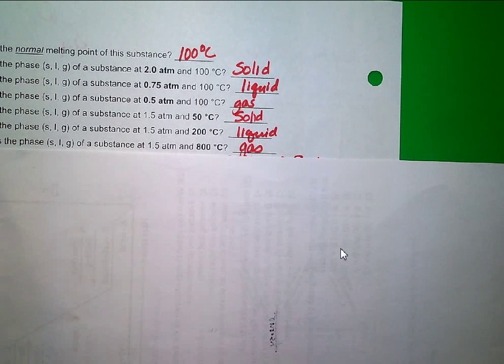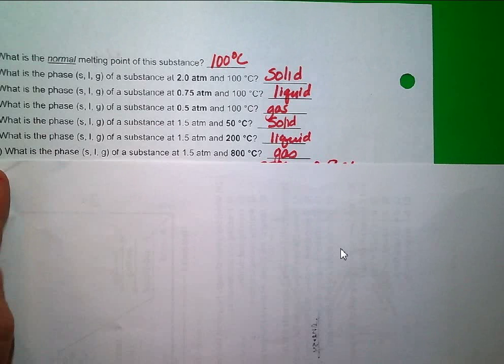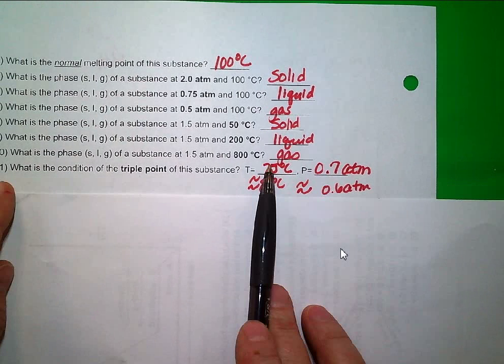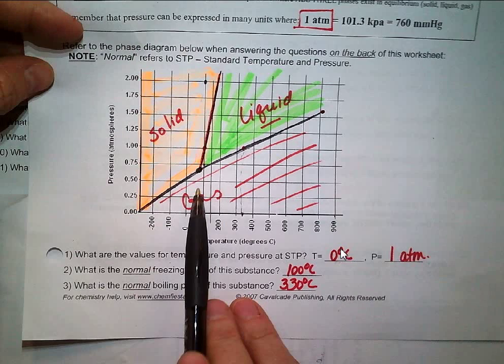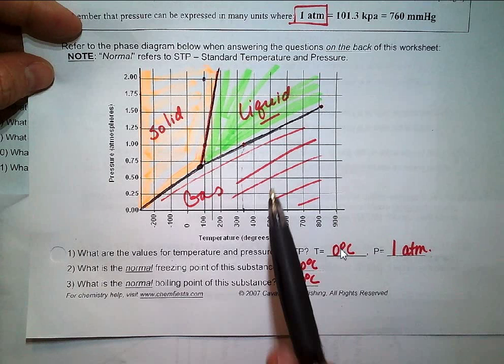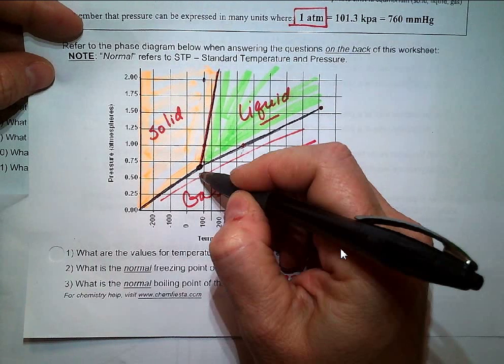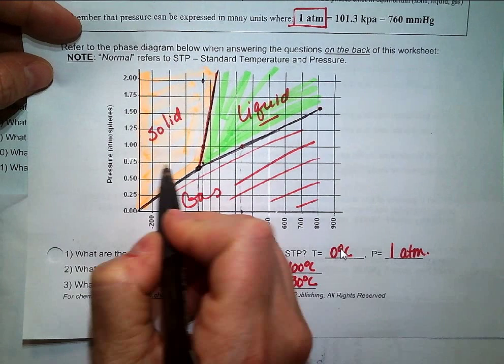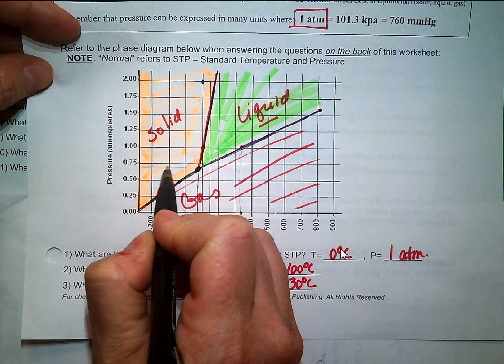Then it says, what condition is the triple point of the substance? So it wants the temperature and the pressure. If you look back at your graph, this triple point is right here. Okay, and so we want the temperature and the pressure. So when I follow this down, it's not quite 100. And then when I follow this over, it's not quite 0.75. So we've got to use some estimation skills.